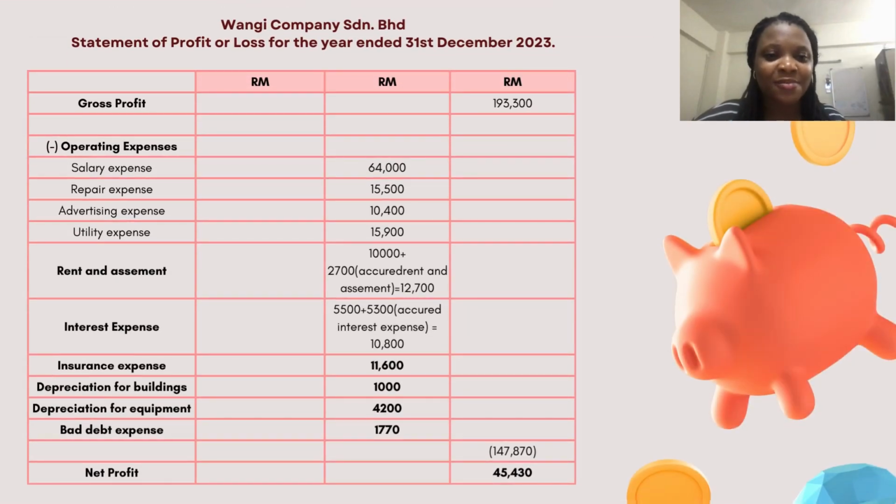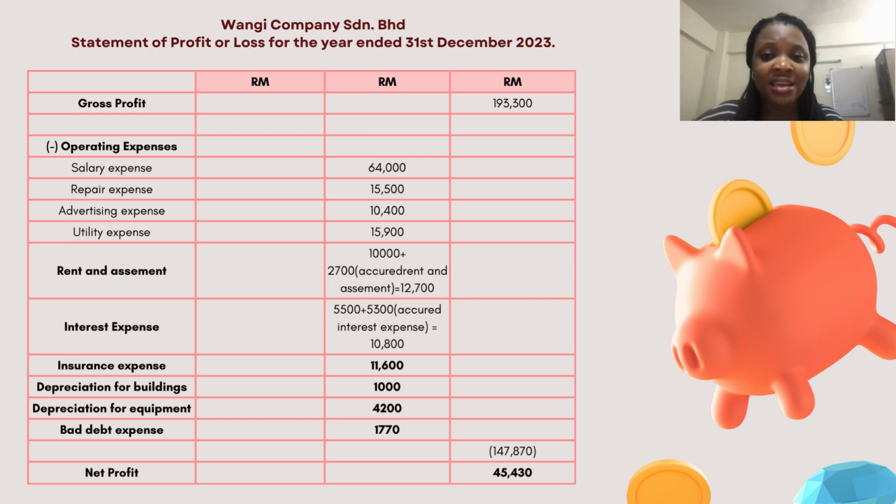Now we know the gross profit is 193,300 ringgit. We can now proceed to our operating expenses. For the operating expenses, we do have some adjustments to do, so keep that in mind and always check the additional information to make sure that we put in the right values. For salaries expense, we do not have any adjustments to do, so we keep the value as it's given in the trial balance. Likewise, the repair expense, likewise, the advertising expense, and likewise, the utility expense.